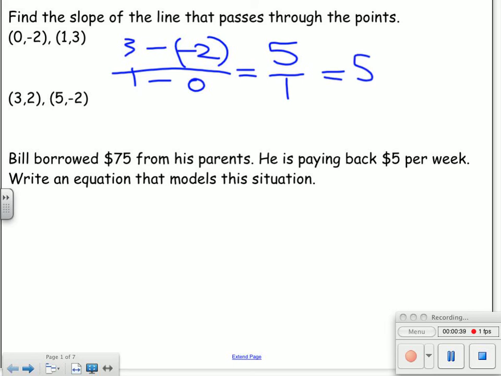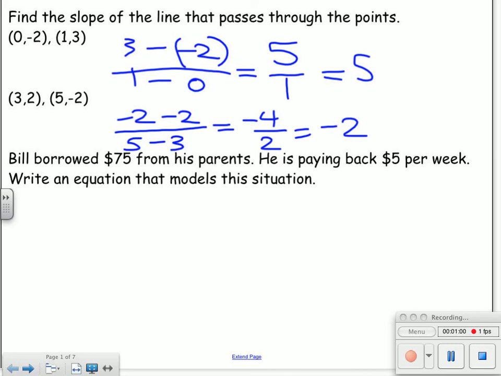For the next one, it's going to be -2 minus 2 over 5 minus 3. So -2 minus 2 is going to be -4, and 5 minus 3 is going to be 2. When we simplify that, it's going to be -2. So that's going to be the slope. Remember, for 5, it's 5 up, 1 over. For -2, it's going to be 2 down, 1 over.